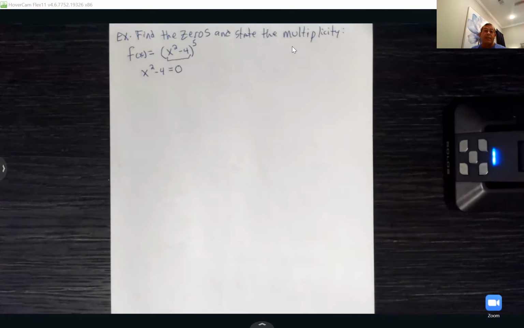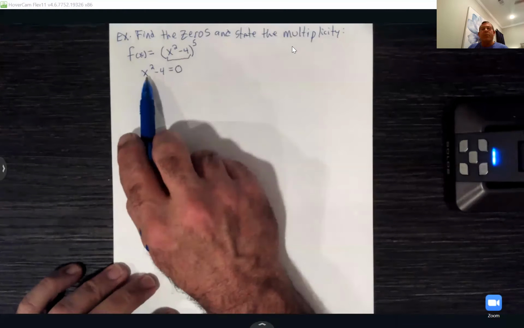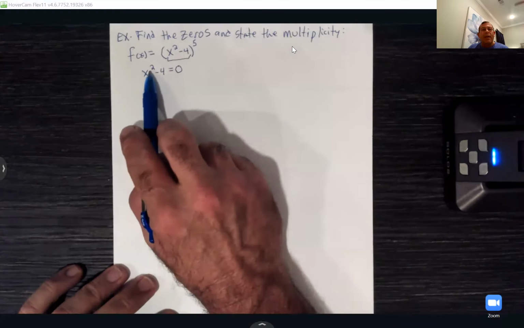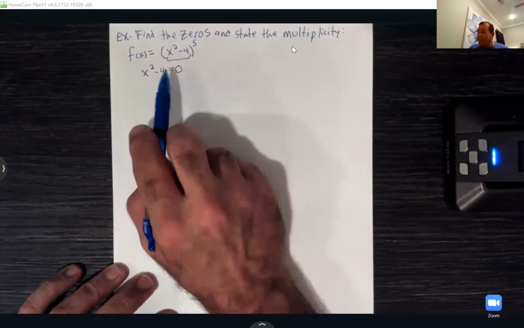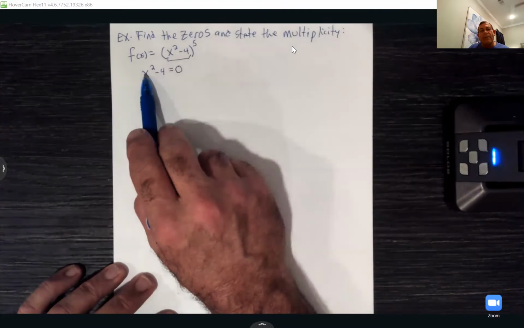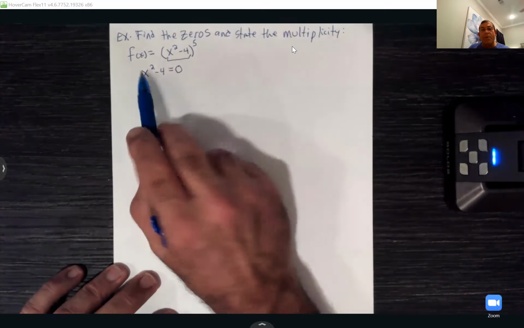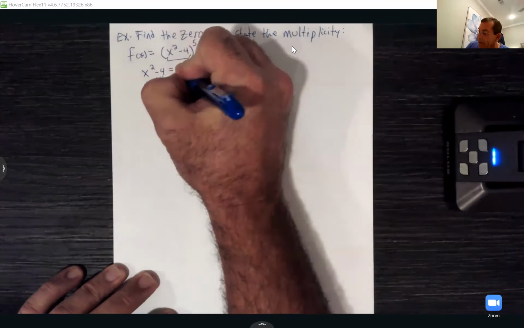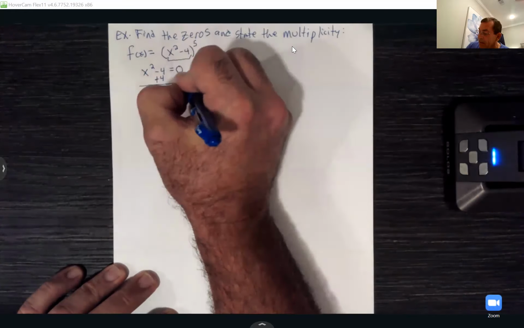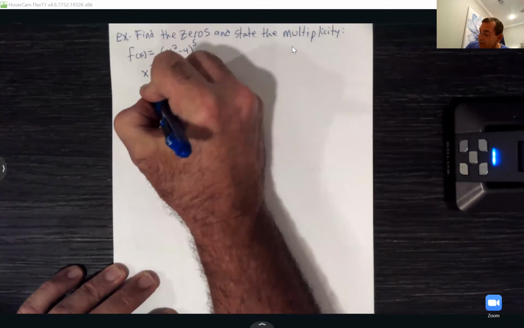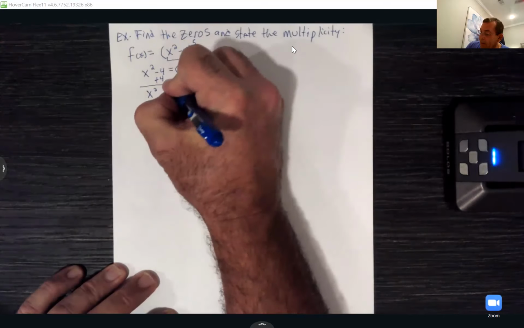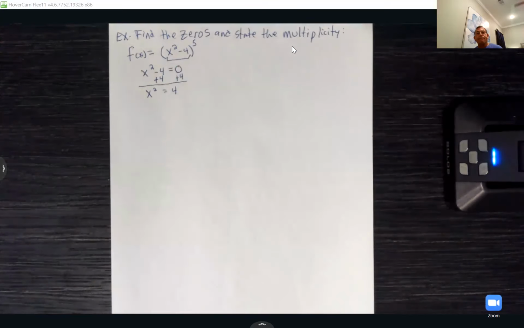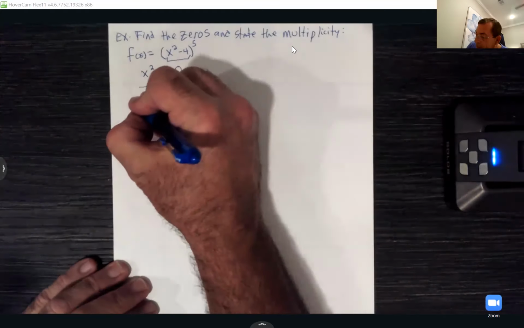So y'all, the easiest way to solve this when you got an x squared term and a number is to get the x squared term by itself and then do square roots. So to get the x squared term by itself, I'm going to add 4 to both sides. That's going to give me x squared equals 4. Now, let's take the square root of both sides.